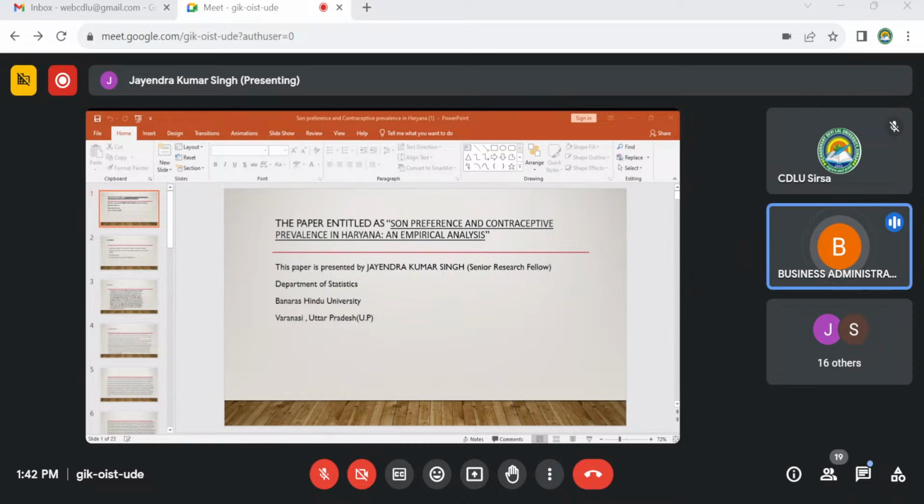There is a suggestion for your next research. You may collect data for ages 0 to 10 for Haryana. Then you can make a next research paper, and best wishes for that. Thank you, Jayendra.